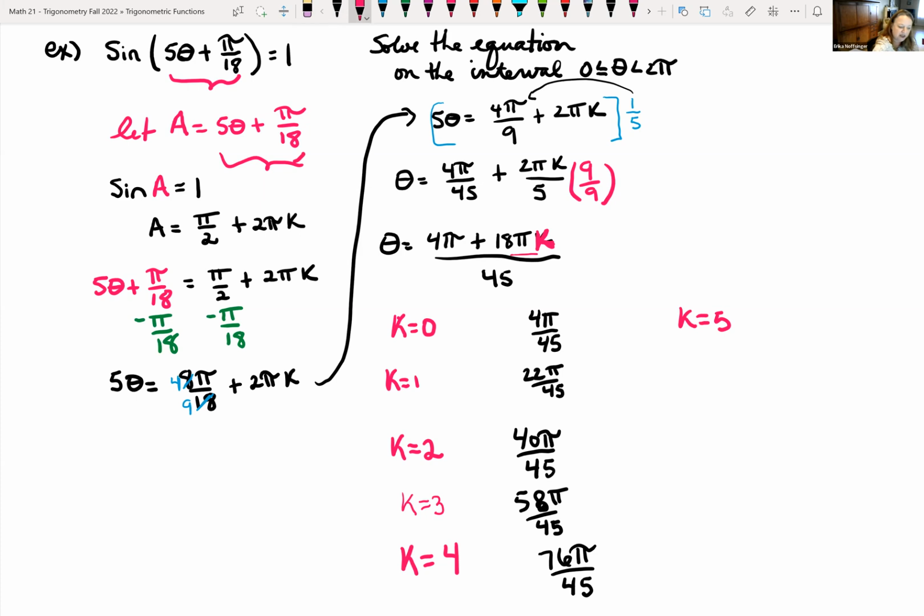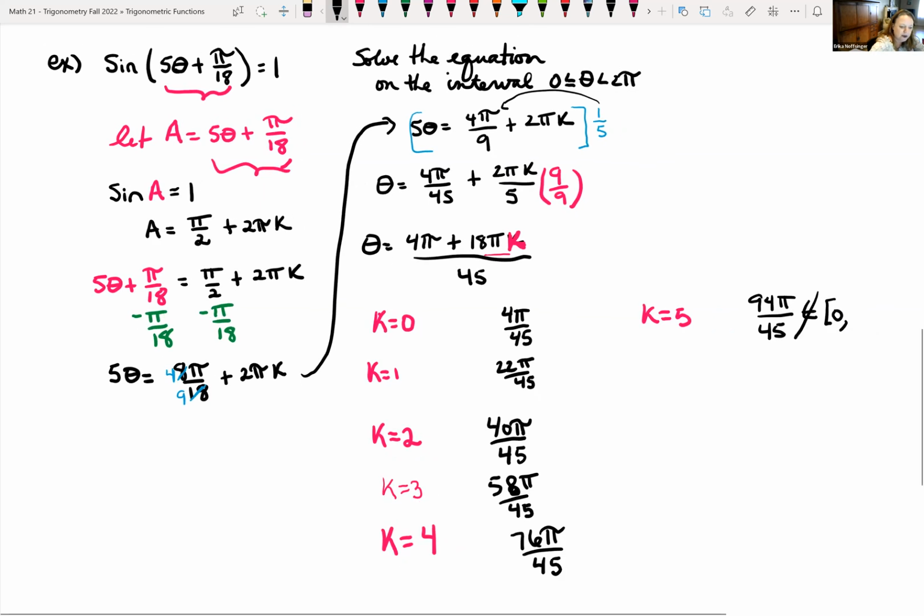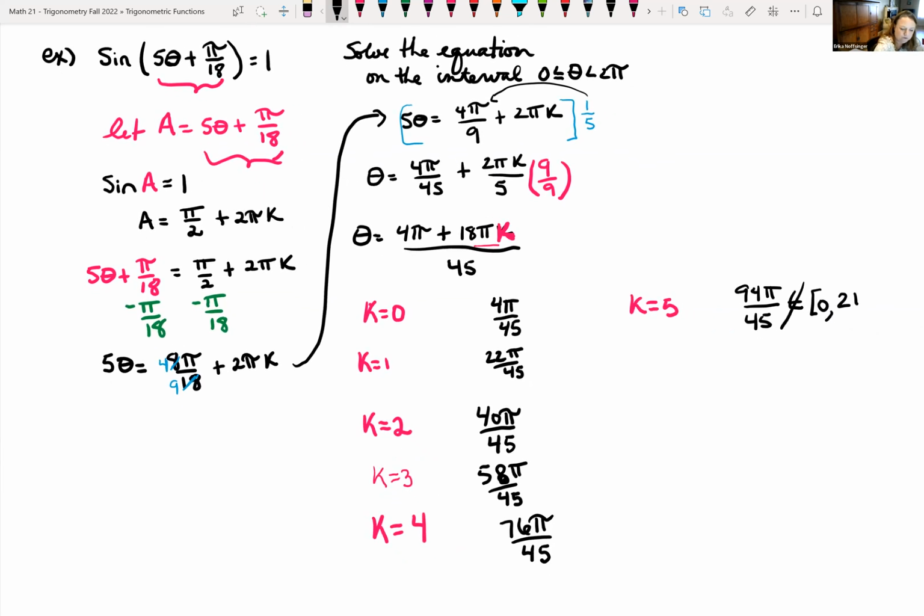But let's just show it. So 5 times 18 is 90. So that is 90 pi plus 4 pi is 94 pi, all over 45. But this is not contained in the interval between 0 and 2 pi. So we would not use that answer.